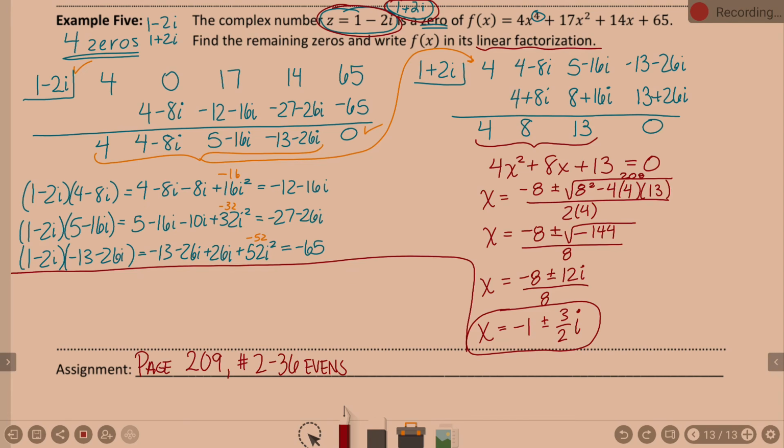Almost forgot. I'm glad I looked at my notes here. Okay. f of x equals... Now, we are factoring this. We found our zeros and we used our zeros to factor.